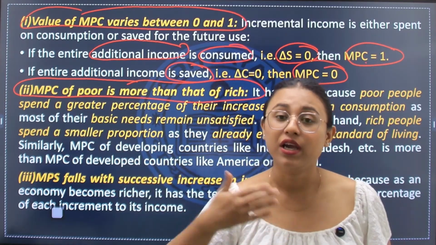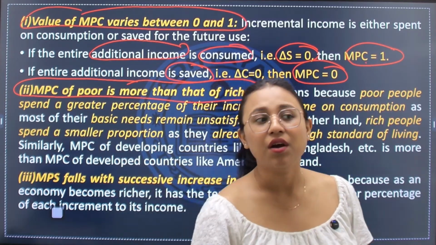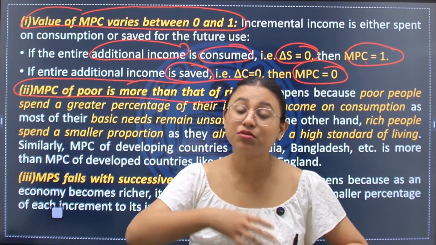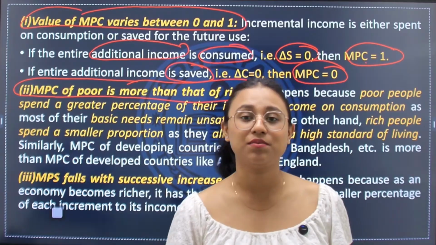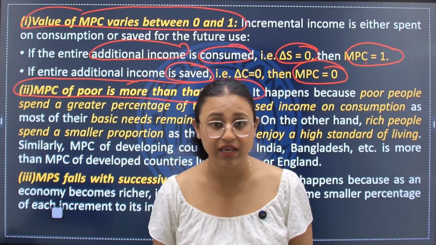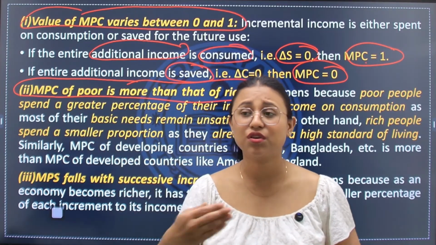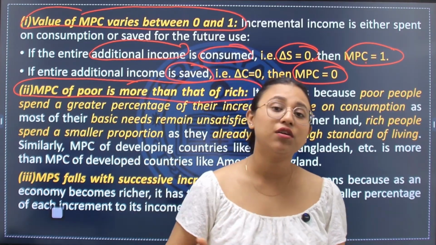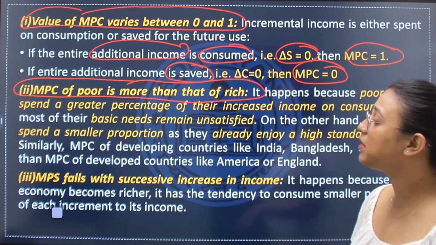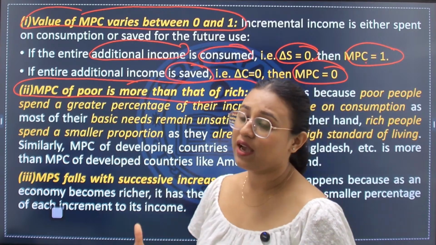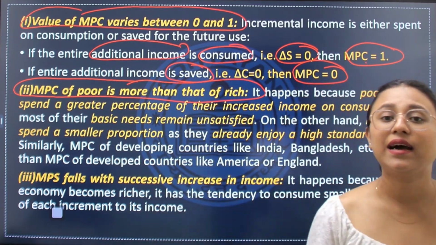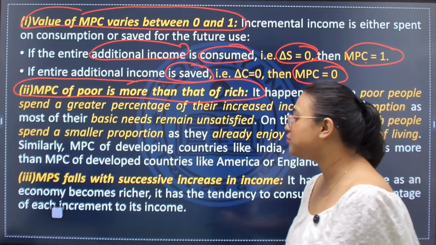MPC of poor is always more than rich, meaning when someone's income is less and it increases, they spend all or most of it on consumption. But rich people already have access to everything, they have already tasted everything, so a higher increase in income will not actually be spent on consumption. Fine. Similarly we can say that a poor country's MPC will be higher than a rich country's. All right.